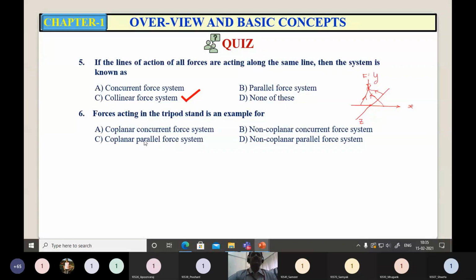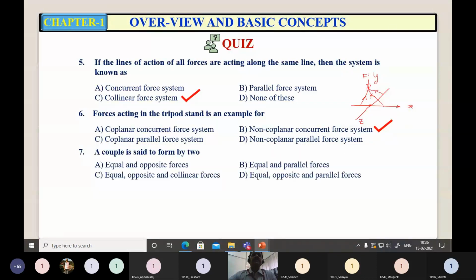You are saying option D. Please see here, non-coplanar parallel. Are the lines of action of these forces parallel? No. See the arrowheads. These are all passing through this point. So all these 3 forces are forming a concurrent force system, but they are acting in different planes. So it is a non-coplanar concurrent force system. Understood? Forces are acting in different planes, but passing through a common point.